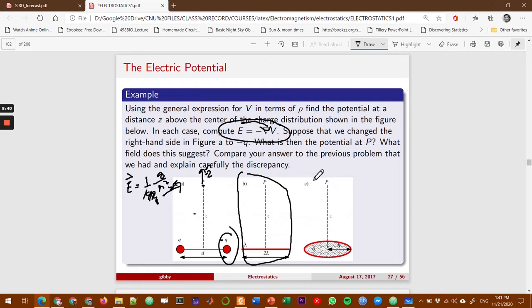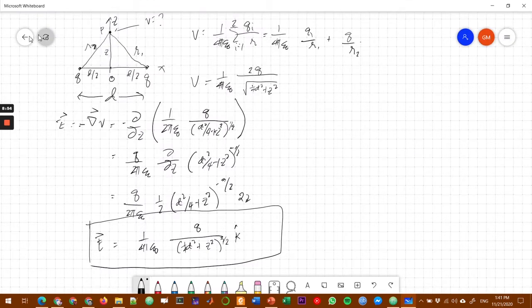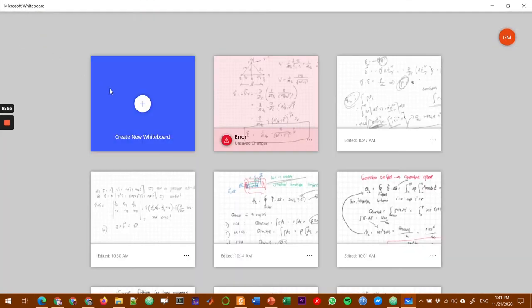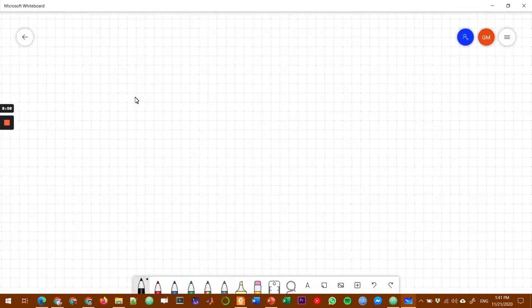We will try to solve this one, letter C. So, you have solved this before, right? But we just have to compare. This time, we'll compute first the potential. Let's calculate that one. So we have our system here.